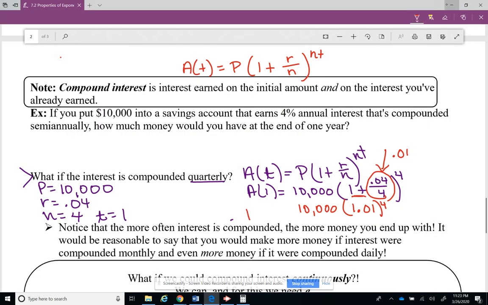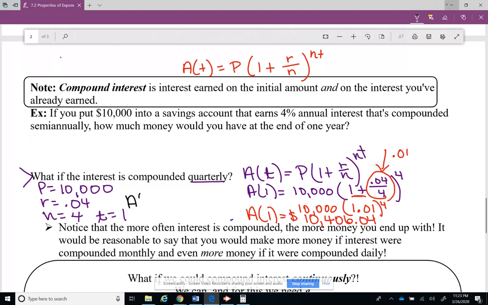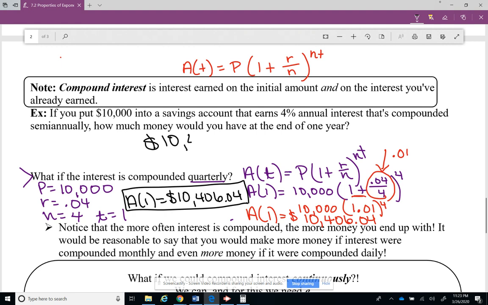All right, so A of 1 is $10,406.04. I'm going to write the answer in a different color. A of 1 equals, I'm writing it again just to make sure you can see it and know that is the answer. Because it said, what if the interest is compounded quarterly? That means 4 times a year. So you would get more money than you would if it was only compounded semi-annually, because semi-annually you would get $10,404. Ooh, $2 more, right? $2.04 more.